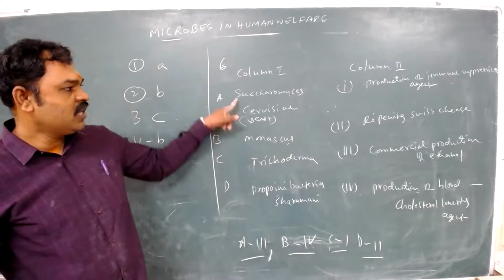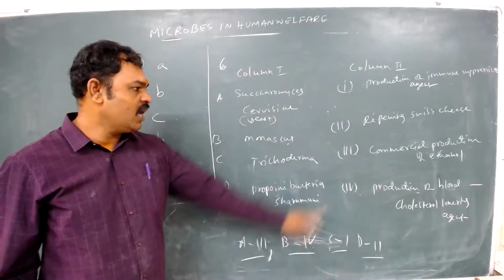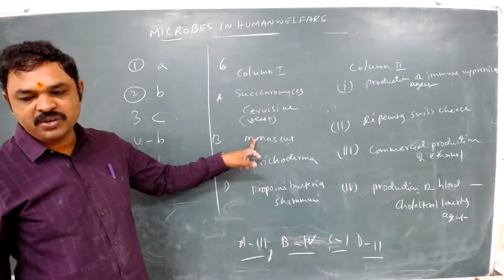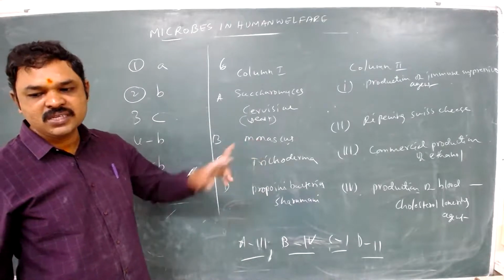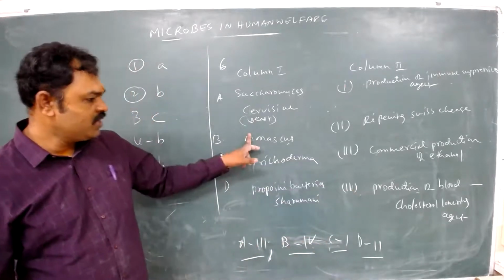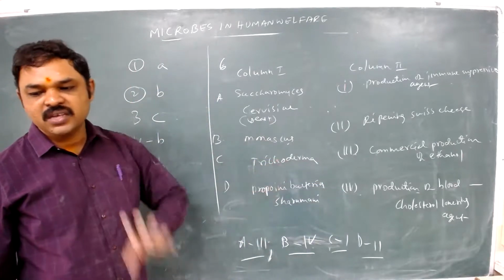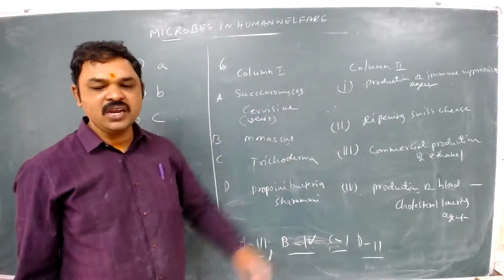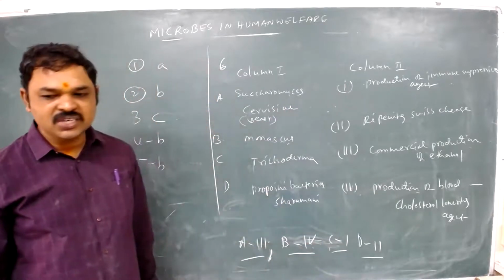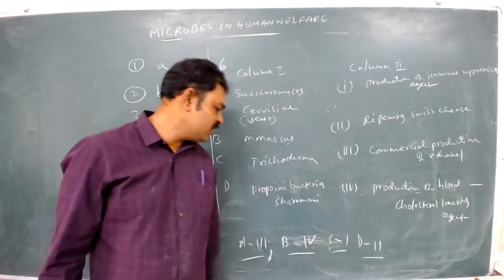Once more: Saccharomyces cerevisiae is a yeast used for alcohol production, which is number 3. Monascus purpureus is a yeast used for statin production. Statins reduce cholesterol, so B is 4. Trichoderma polysporum is used for cyclosporin A production, an immune suppressive agent, so C is 1. Propionibacterium sharmanii is used for ripening of Swiss cheese, so D is 2.